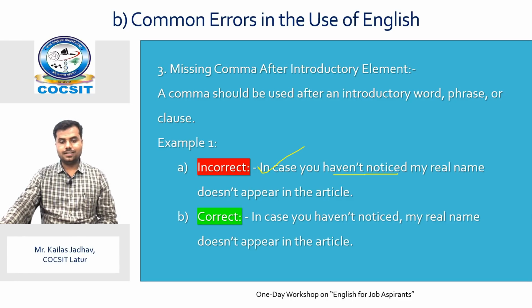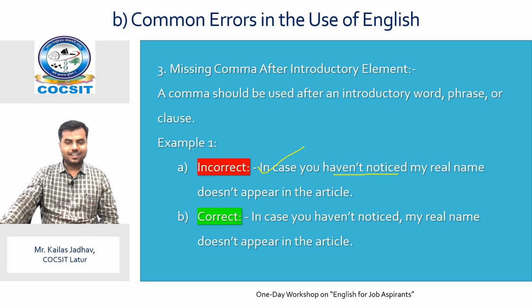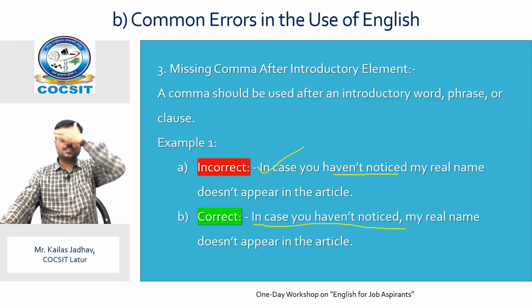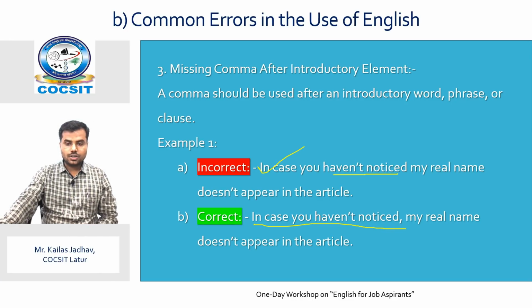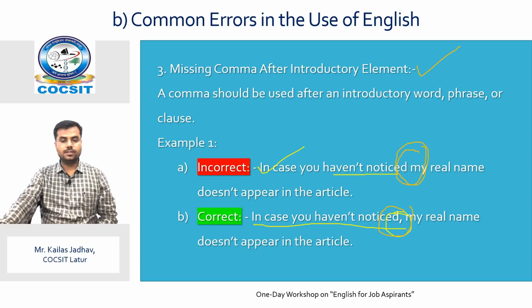Look at the correct sentence. In case you haven't noticed, my real name doesn't appear in the article. Now you see here, in case you haven't noticed, my real name doesn't appear. Now what is that introductory part? The introductory part is nothing but this: in case you haven't noticed. And that should be separated with the help of a comma. Try and understand, the comma is necessary at this point. Here the comma is missing, and that falls under the category of common errors.